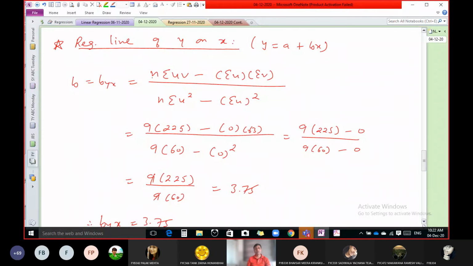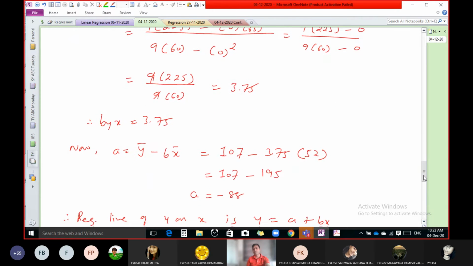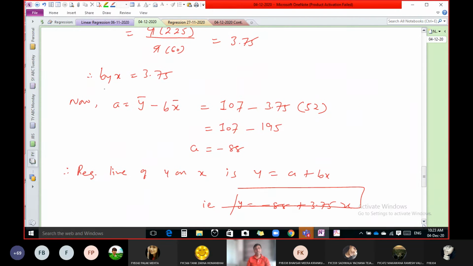You are familiar with this formula: n sigma uv minus sigma u sigma v upon n sigma u square minus sigma u the whole square. Substitute all values. N is 9, sigma uv is 225, sigma u is 0, sigma v is 63. We know that 0 into 63 is 0 and 0 square is 0. So we get only 9 into 225 divided by 9 into 60. So 9 and we divide by 7, the value of b. We know that it is very simple to calculate by using the calculator. So b yx is 3.75.